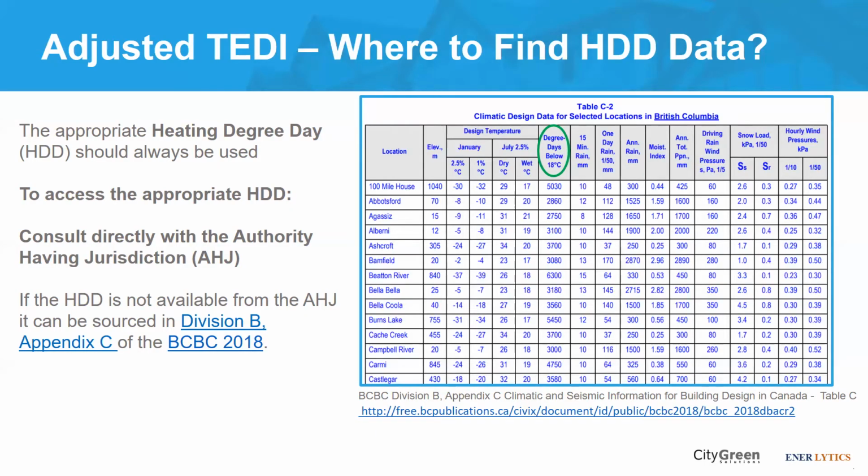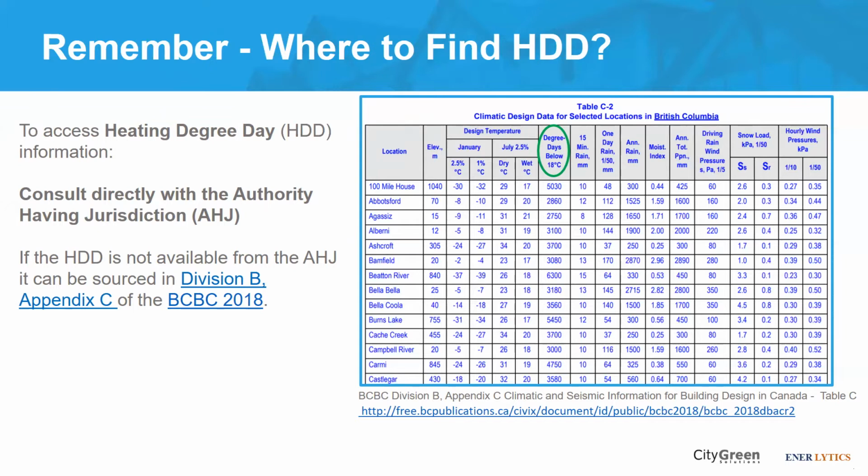When energy modeling, energy advisors should always use the appropriate heating degree day data. To access this information, energy advisors should consult with the authority having jurisdiction. And if you're unable to access it from this source, you should look to Division B of Appendix C of the BC 2018, as identified on the chart on the screen. Remember, as we previously discussed, to find the heating degree data, you should consult directly with the authority having jurisdiction first to identify if there's any localized heating degree day data you should use, or if you cannot find it from this source, go to Division B, Appendix C of the BC 2018.